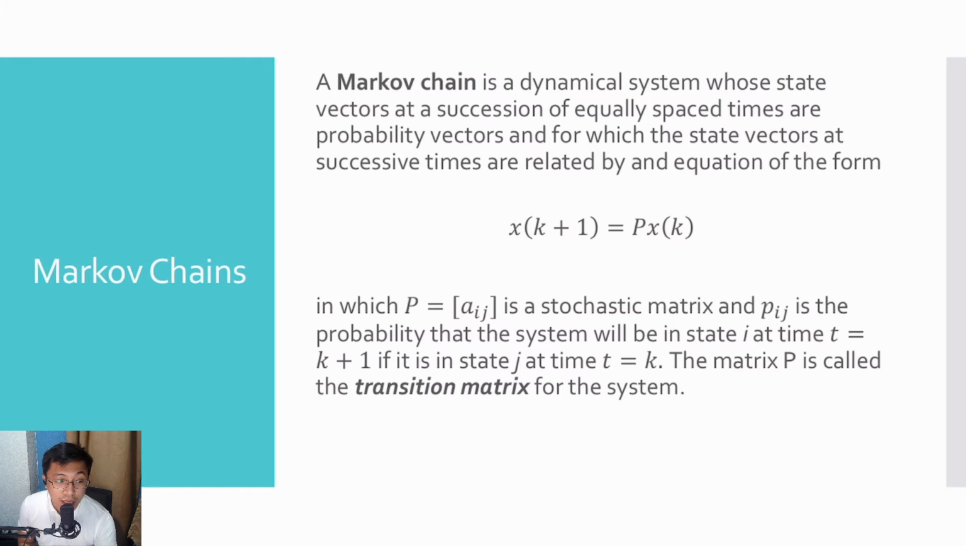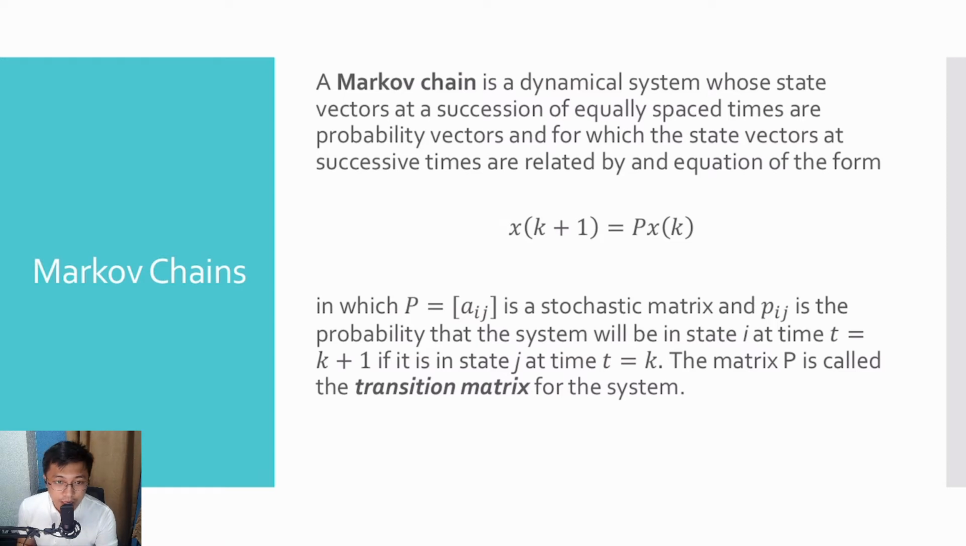Now let's define formally what a Markov chain is. A Markov chain is a dynamical system whose state vectors at a succession of equally spaced times are probability vectors, and for which the state vectors at successive times are related by an equation of the form x of k plus 1 is equal to the square matrix P times x of k. So this looks like the equation that we had earlier, no? To get the state vector of the future, you have to multiply a square matrix to the present state vector. So that matrix P will now be called the transition matrix for this dynamical system.